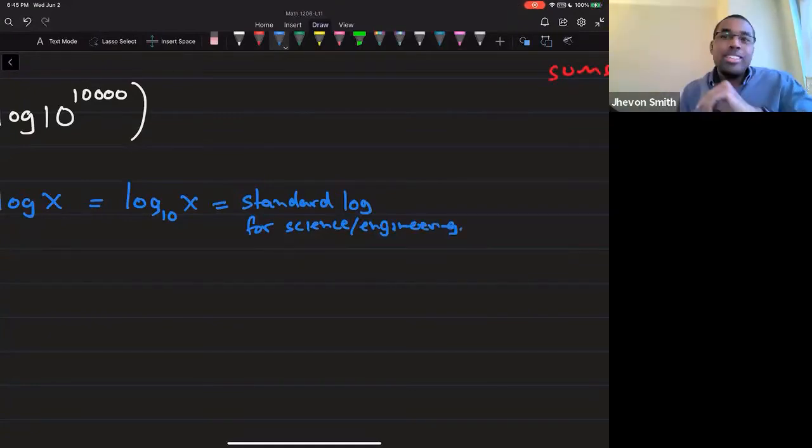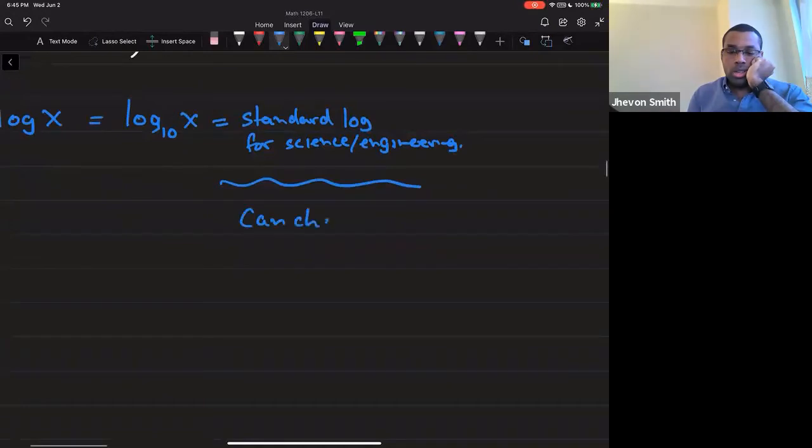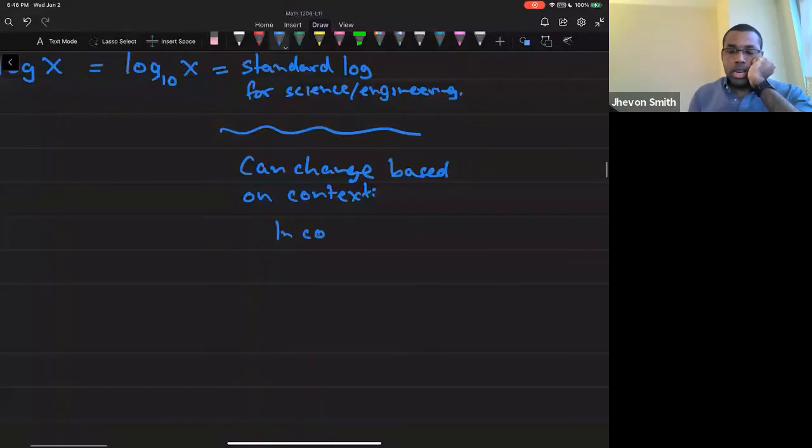Because engineers need to count on their fingers. 1, 2, 3. So, you know, we do a lot of things in base 10 because we have 10 fingers. But there are contexts in which it's not great. In other situations, the standard log can change. So I don't know exactly what all of your majors are, but say in computer science, the standard log is base 2, because of binary, right? Zeros and ones.